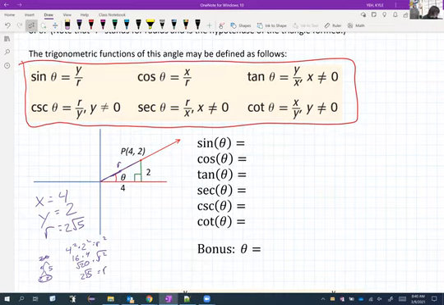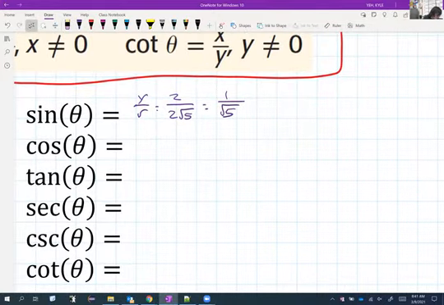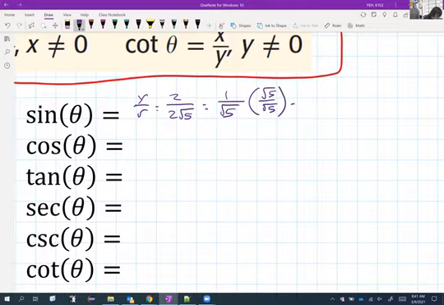Sine of theta equals y over r. So y over r is 2 over 2 root 5. And I can simplify that to 1 over root 5. And then I don't want that radical on the bottom. We know that. So I'll use the trick we've been seeing a lot of, multiply by root 5 over root 5, and that gives me root 5 over 5. Sine theta on this problem equals root 5 over 5.